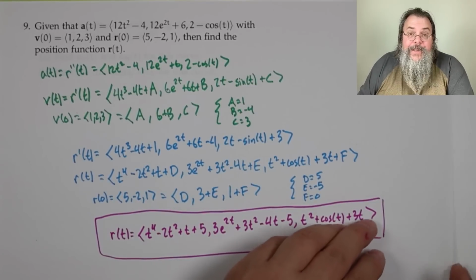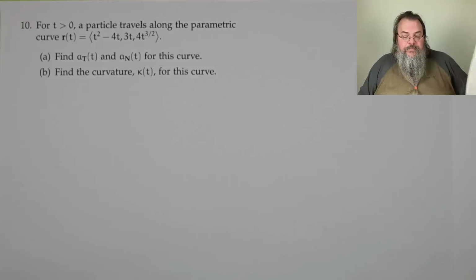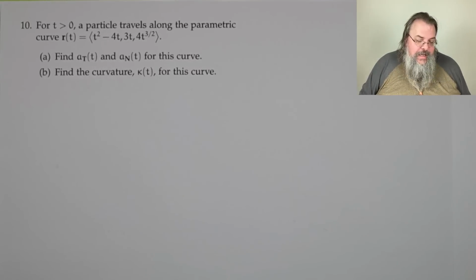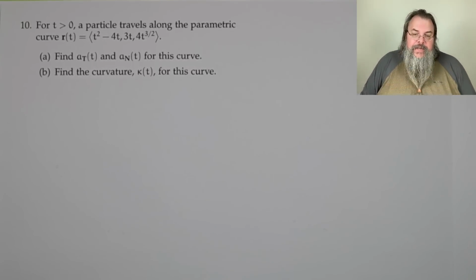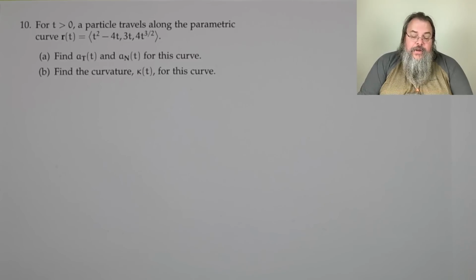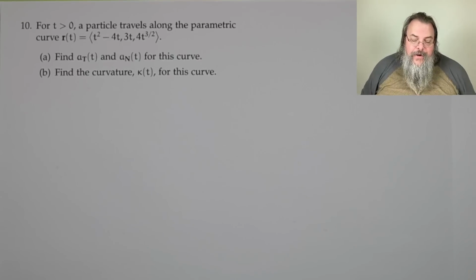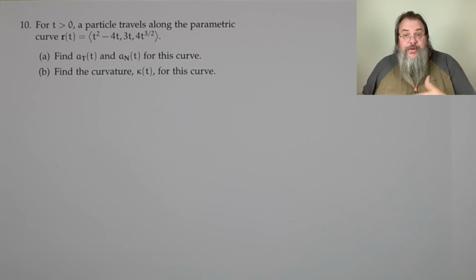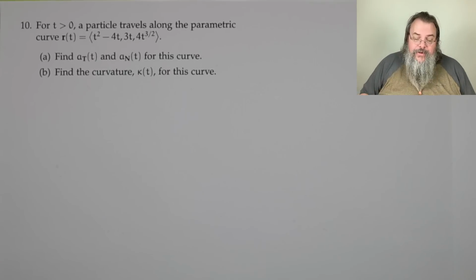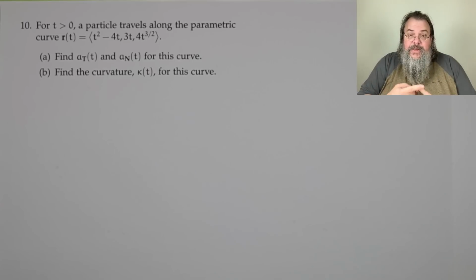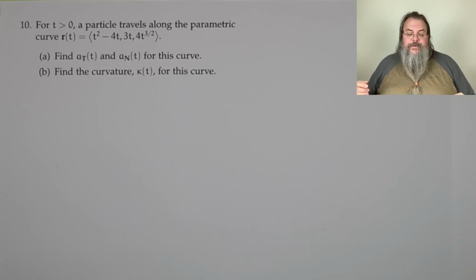All right, that leaves us with one more problem. Okay, number 10. All right, for t greater than 0, a particle travels along the parametric curve r of t is t squared minus 4t, comma 3t, comma 4t to the 3 halves. And we're asked, find a sub t of t and a sub n of t for this curve. And then part B, find curvature for this curve.